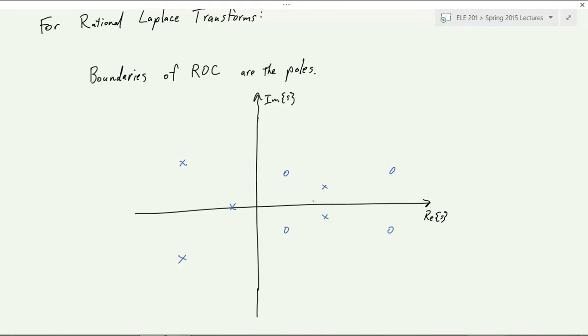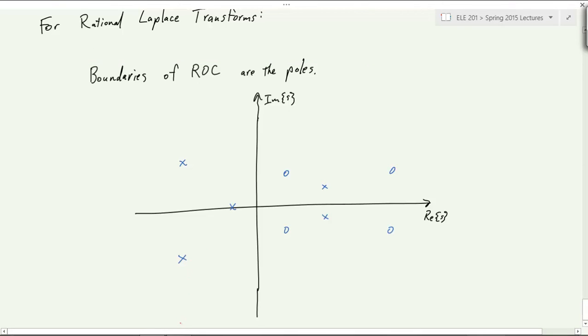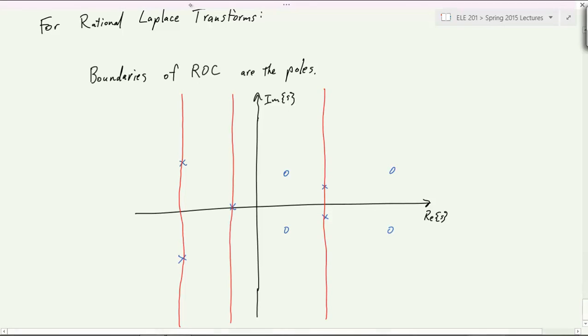And it turns out that there are 4 different signals that could have this very same Laplace transform. Why is that? Because the regions of convergence are always bounded by the pole locations. And remember, they're always vertical strips. So in other words, there's this pole location. There's this pole location. There's this pole location. And there are 4 different regions of convergence associated with those boundaries.